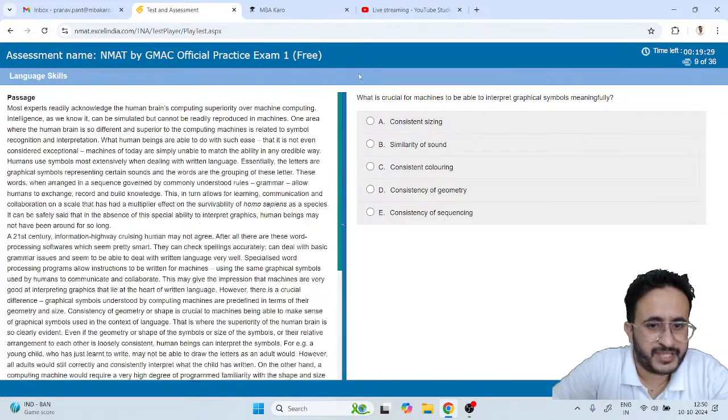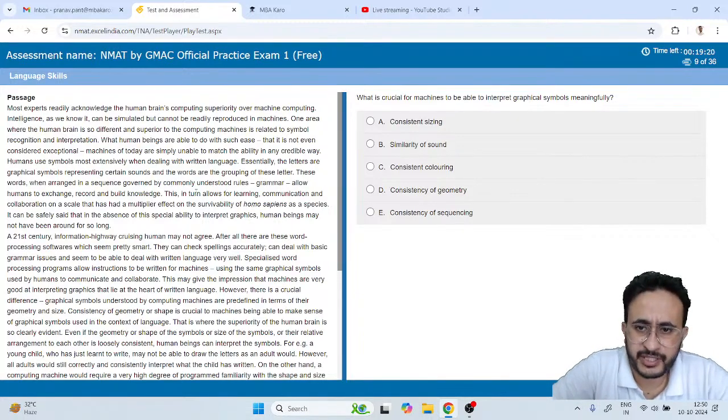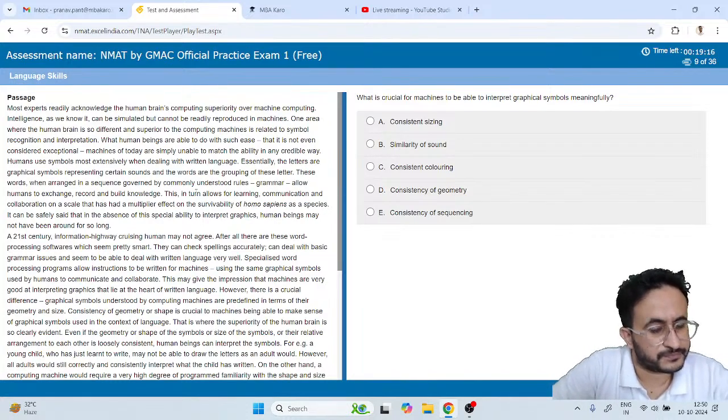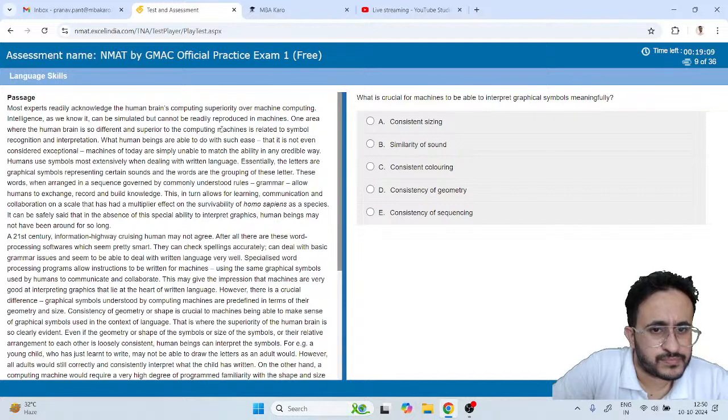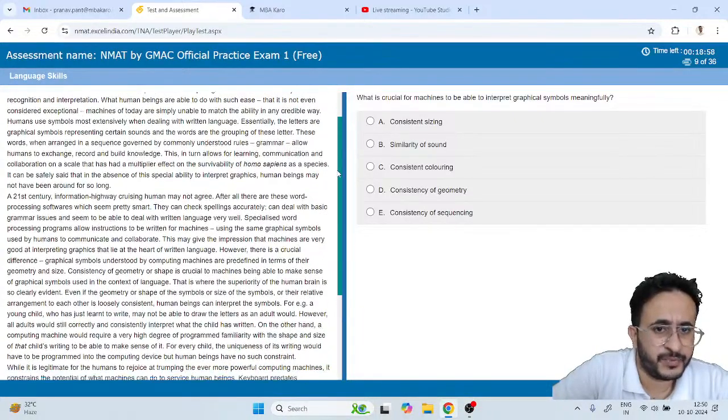Okay, so we have a passage. Let's read it. Most experts readily acknowledge the human brain's computing superiority over machine computing. Intelligence, as we know, can be stimulated. Symbol recognition and interpretation, what human beings are able to do with such ease, that is not even considered exceptional. Machines of today are simply unable to match the ability.